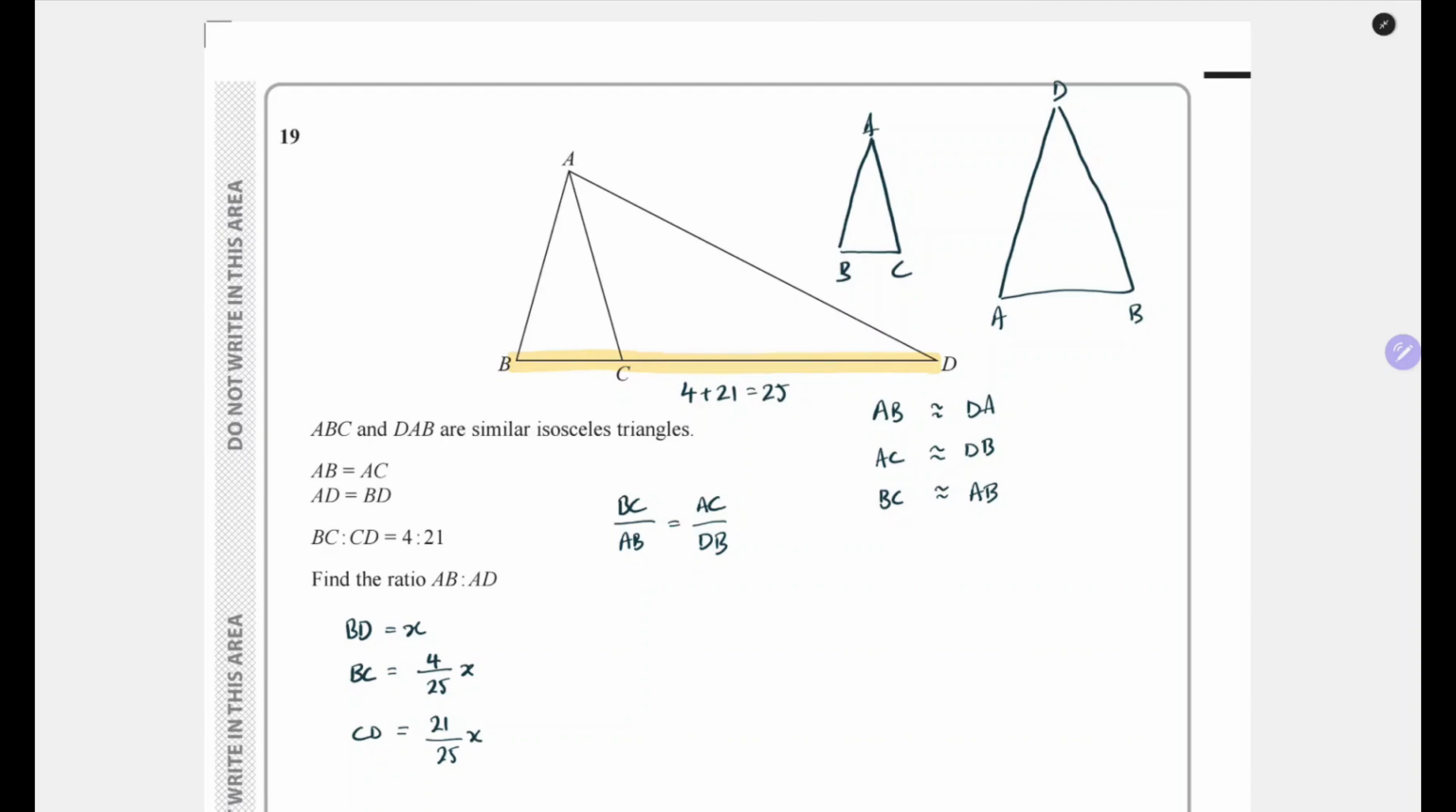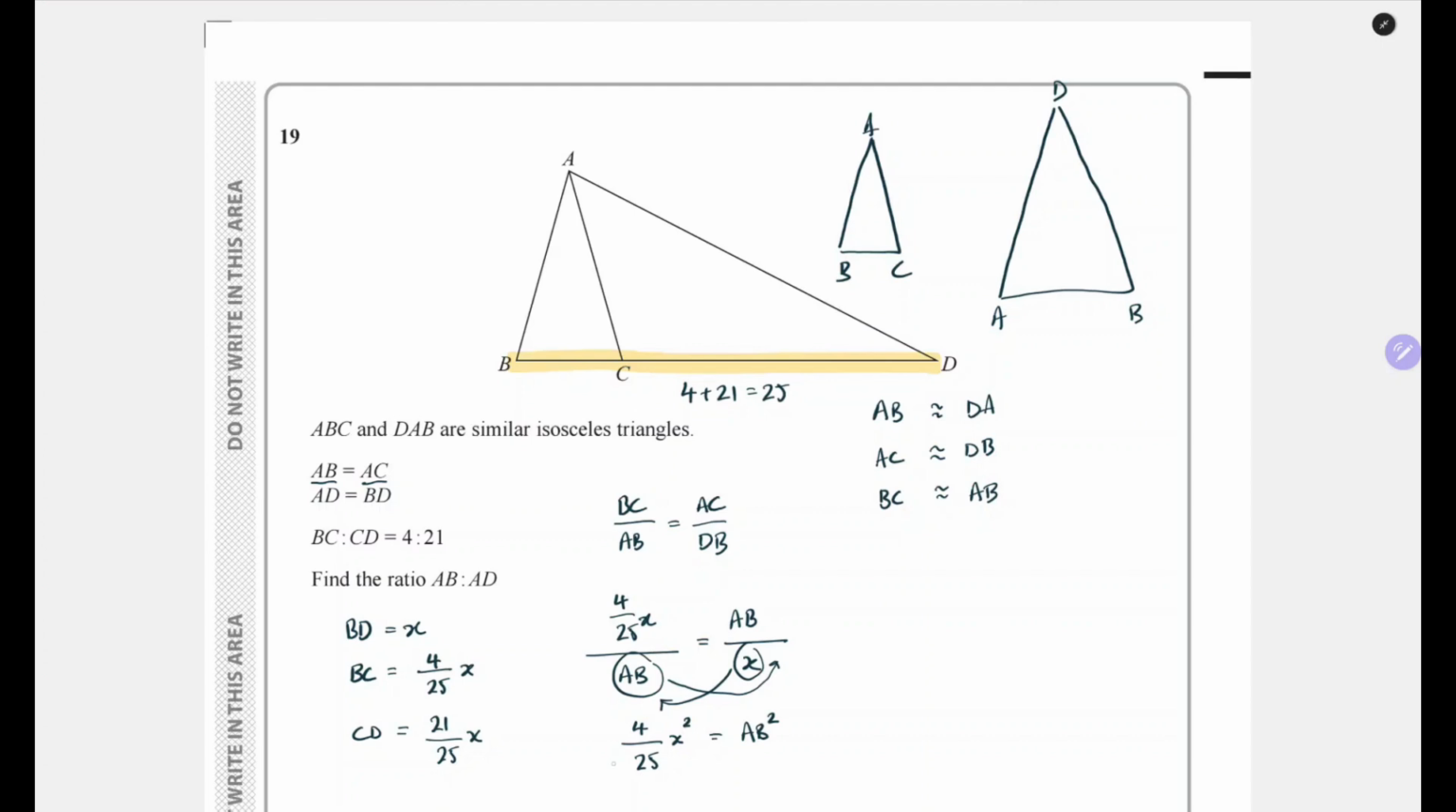We can now plug in these numbers into this equation here. So BC we know is 4 over 25x. AB, as it says here, is the same as AC, so we'll call that AB, and AC, as we just said, is equal to AB, so we'll leave that as AB, and DB is equal to just X. Now, if we cross multiply, it becomes 4 over 25 x squared, which is equal to AB squared. So all we did was take this AB to this side and take this X to this side.